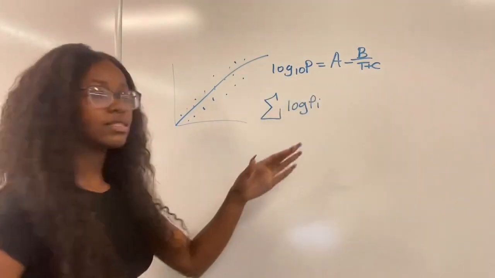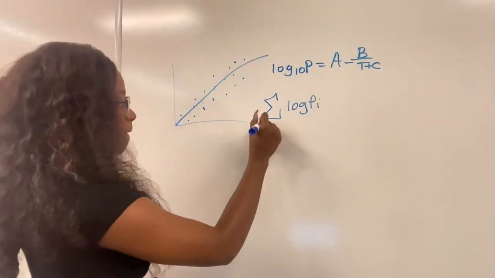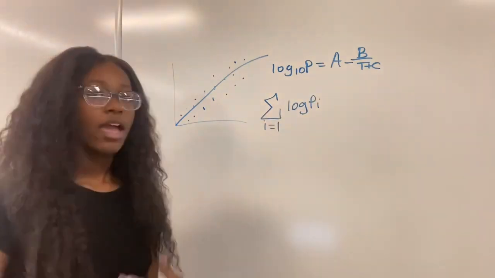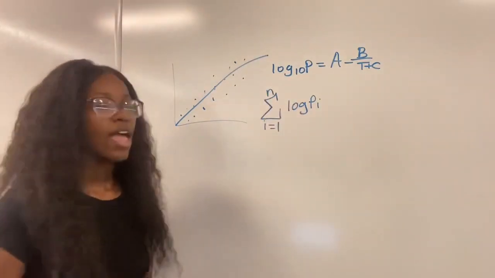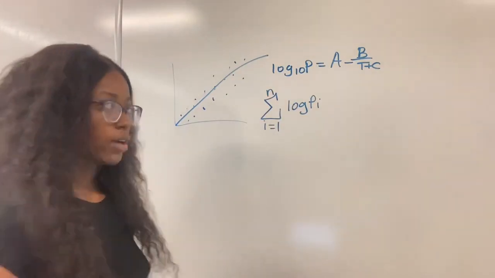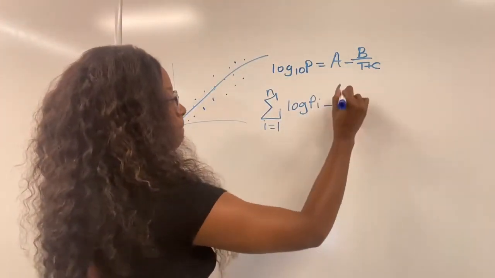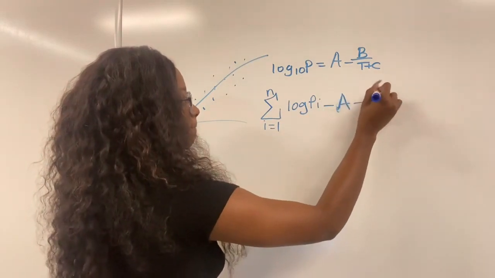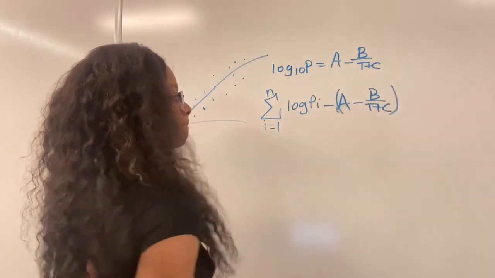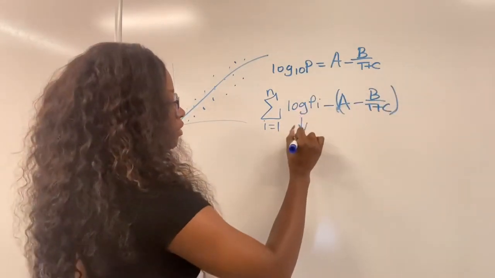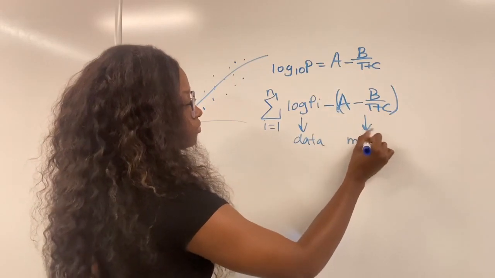where we use P sub I because we start at the very first value of our data and go until the very last value of our data. And then we'll want to subtract our model. So this is our data. This is our model.